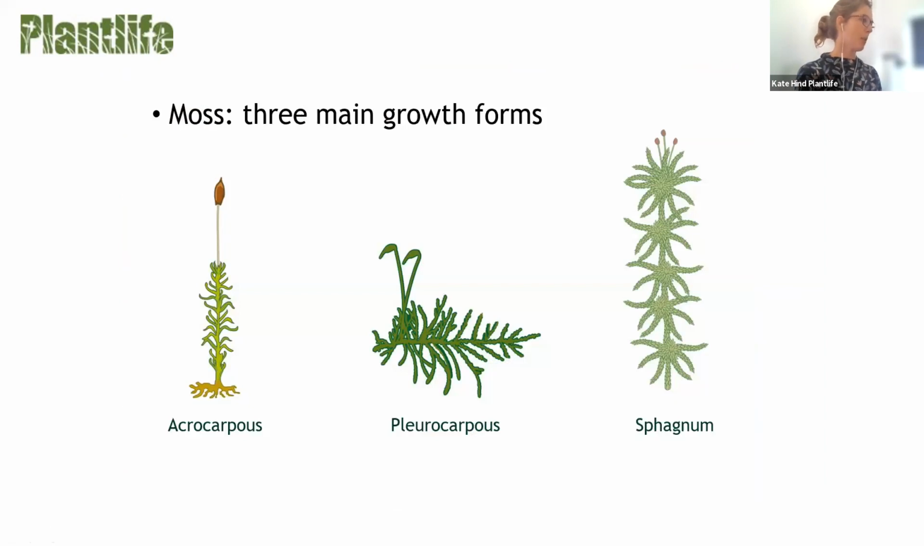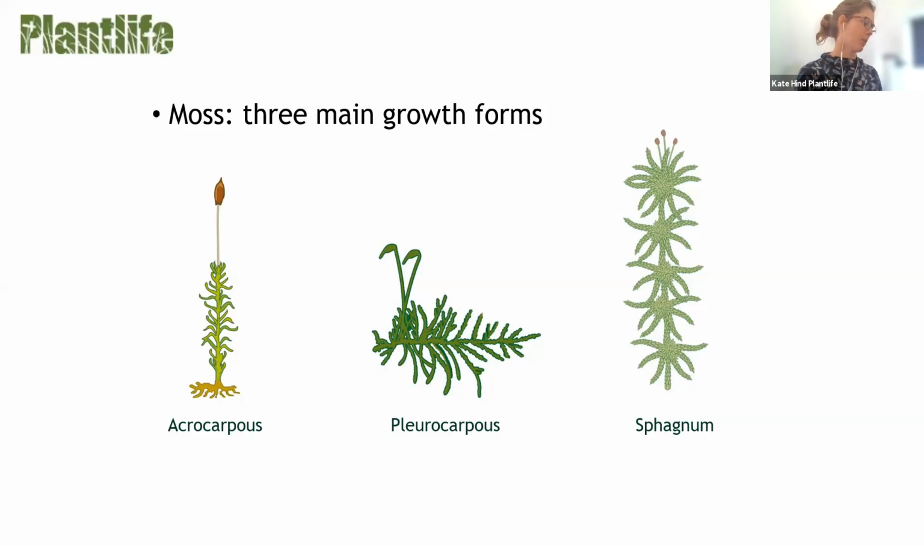So first, I'm going to talk about mosses. And if you use any field guide, they will get you to break them down by the 3 main growth forms. So we have them here. We've got one called Acrocarpus, one called Pleurocarpus, and one called Sphagnum. Now the Sphagnum mosses, we could do a whole session on by themselves, so I'm not going to go into those today, but with the Acrocarps and the Pleurocarps, we're going to have a look at a couple of examples.